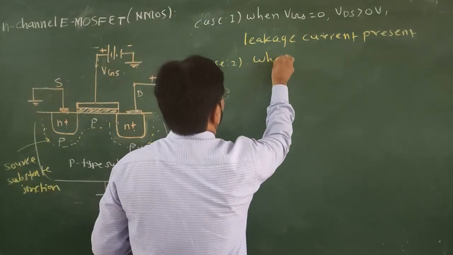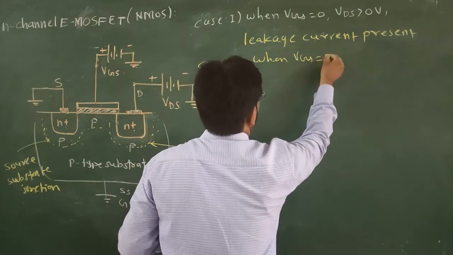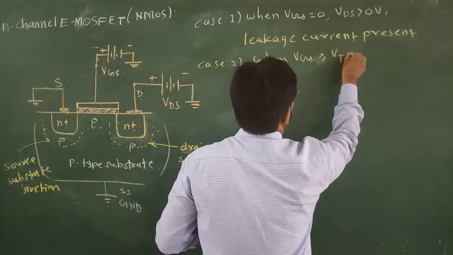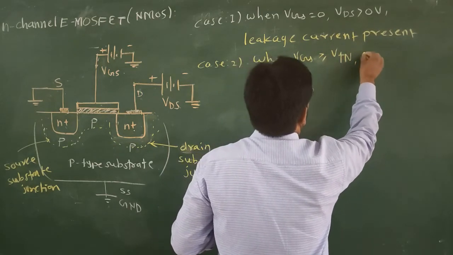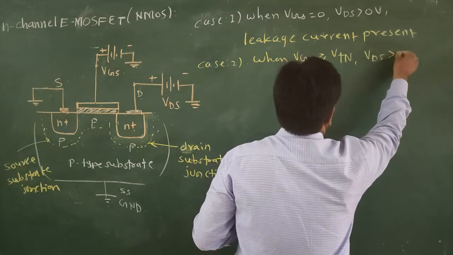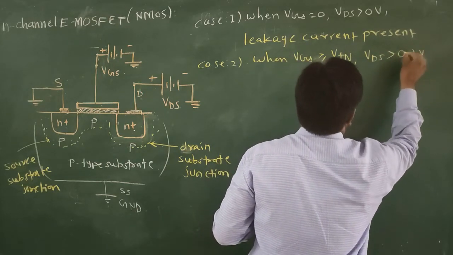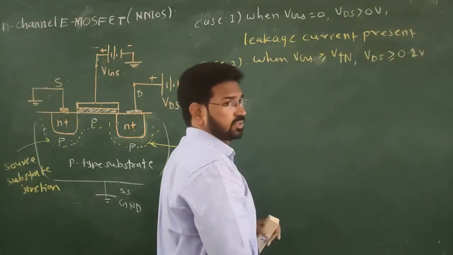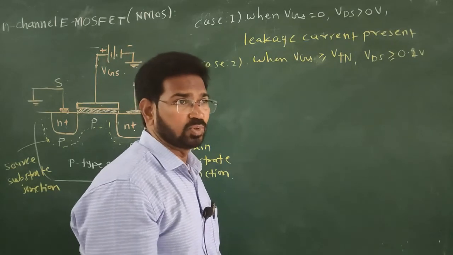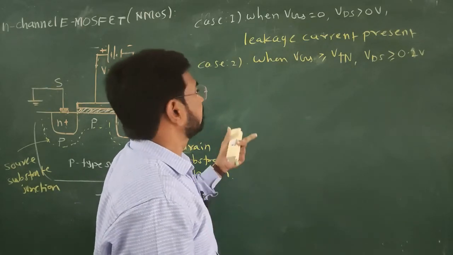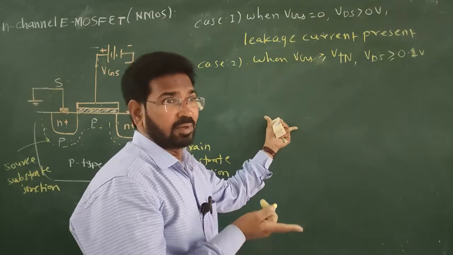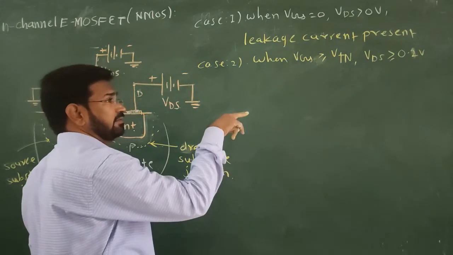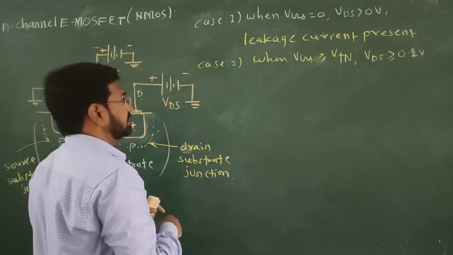when VGS is positive or VGS is greater than or equal to VTN. So, it is VTN and VDS is greater than 0, let us say it is around 0.2 volt or greater than 0.2 volt, but it is of small amount, okay, because larger VDS has a different effect on the device current and smaller VDS has a different effect on the device current.